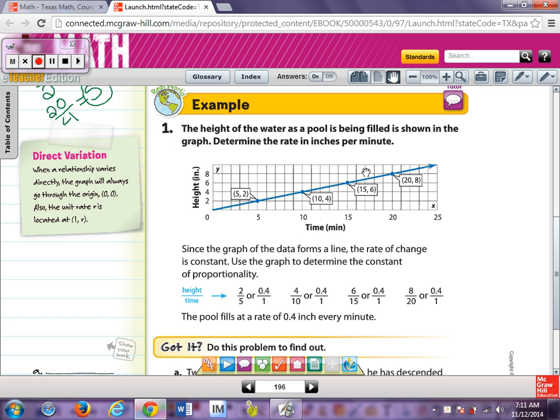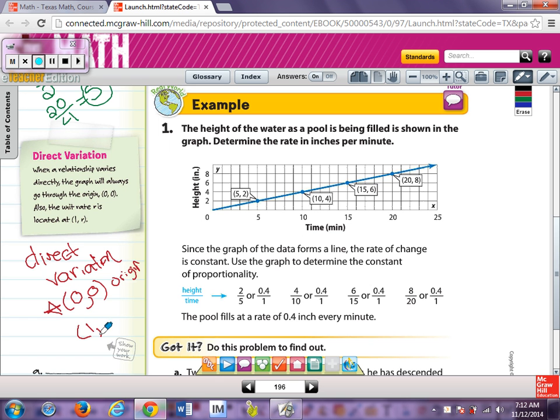Now, let's go ahead and read our side note. When a relationship varies directly, in other words, direct variation, you may want to write that down because you have to know that phrase, direct variation, which is also the title of our chapter. When you have this, the graph will always go through the origin, 0, 0. So there's a big, huge red flag for you. It has to go through 0, 0, or in other words, the origin. And the unit rate is located at 1, something. So if I go to x equals 1 on my graph, whatever answer I get for y will be the unit rate. We're going to hopefully discover that in this first example.